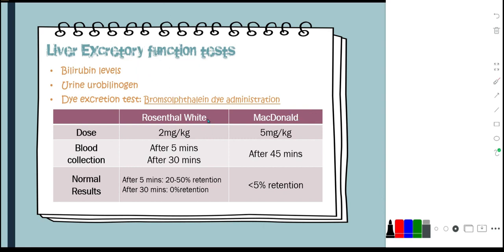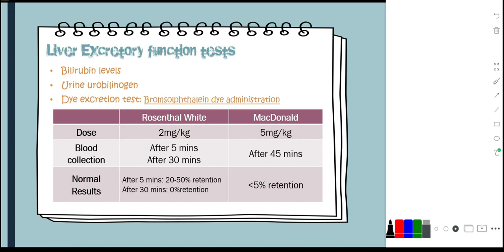For Rosenthal White, we make use of a lower dose at 2 milligrams of bromsulfonane dye per kilogram of our patient. After administering the dye, we have to collect blood from the patient 2 times, after 5 minutes and then after 30 minutes. If there is no problem with the excretory function of the liver, normally after 5 minutes, only 20 to 50% of the administered dye will remain in the circulation. The other 50 to 80% will be already eliminated out of the circulation. And after 30 minutes, we expect that the dye will no longer be present in the circulation.